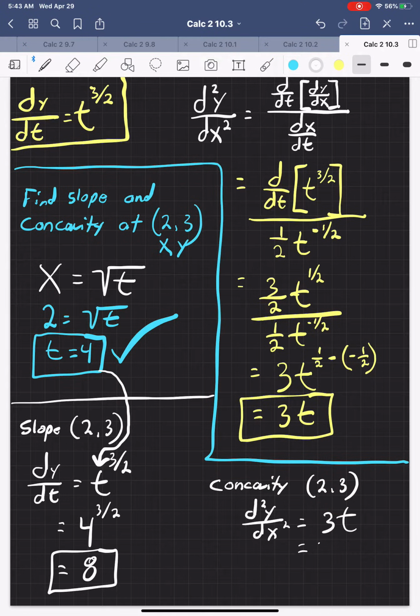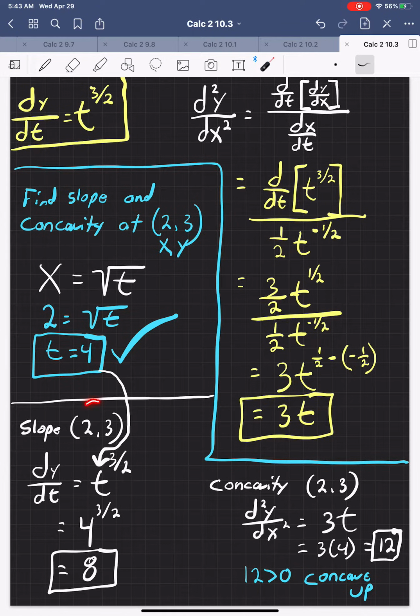So that means 3 times 4, or 12. So that's my second derivative. But what is the concavity? Well, since 12 is a positive number, we know that it's concave up. All right, let's go back and now look at the graph.